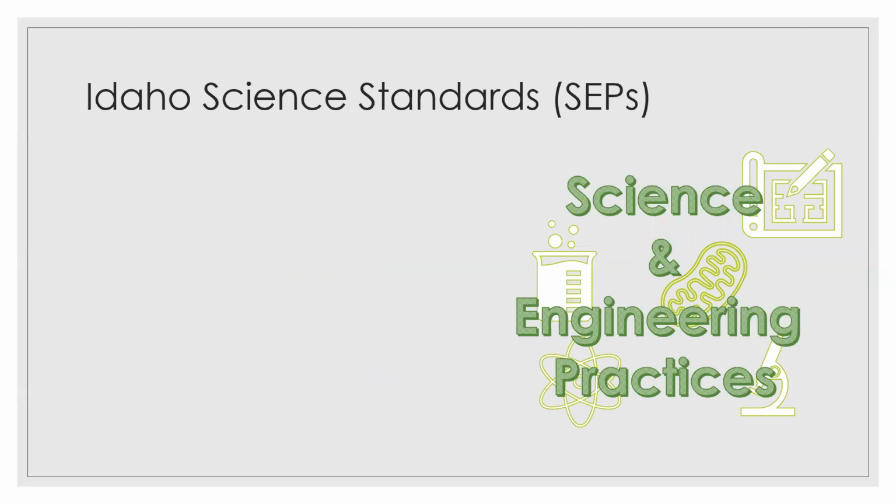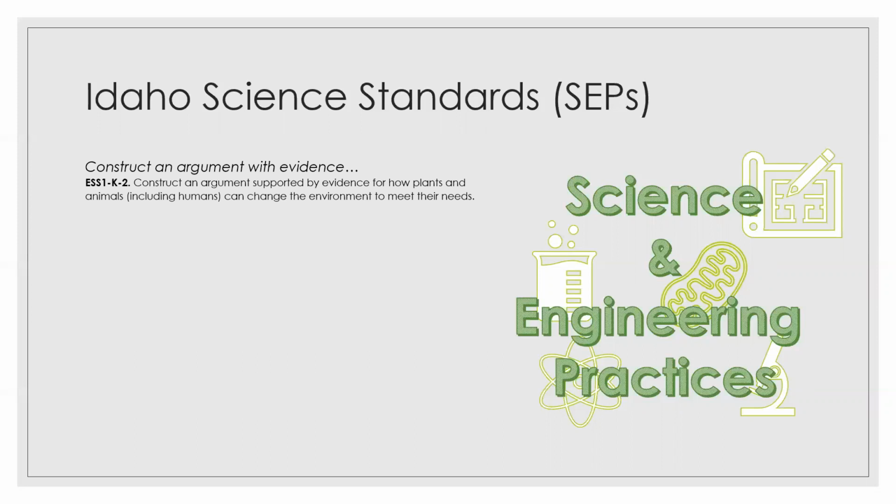So before I dive into the resources that I have for you today, I want to talk a little bit about the Idaho Science Standards SEPs and what those are. Science and engineering practices are the verbs that are found in each standard. There are 8 in total within NGSS and the Idaho Science Standards, and we're going to focus on 4 of them today. So the first one is construct an argument with evidence.